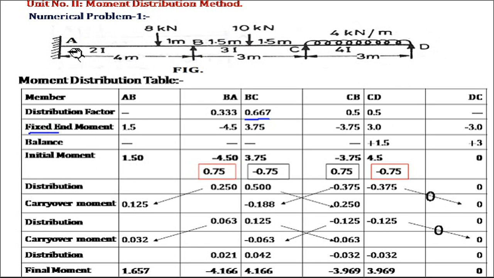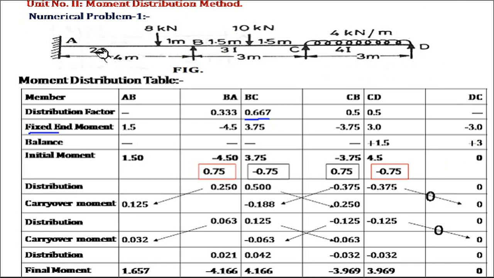The fixed moment in member AB is 1.5, in member BA minus 4.5, in member BC 3.75, in member CB minus 3.75, in member CD 3, whereas in member DC it is minus 3.0. The next step is to apply the balance or correction.